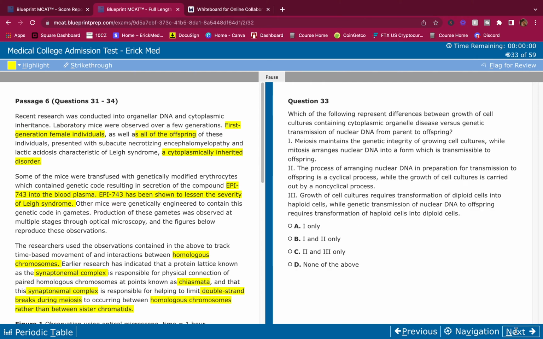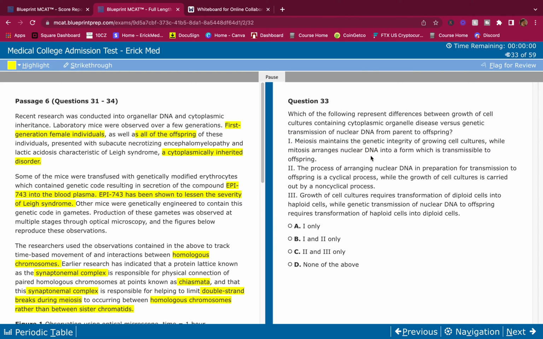Okay, 32 is A. Which of the following represent differences between growth of cell cultures containing cytoplasmic organelle disease versus genetic transmission of nuclear DNA from parent to offspring? Don't really know what they mean by that. Not quite sure exactly what they're saying here, but let's look at the 1, 2, and 3 here and see what's wrong and what's right. Meiosis maintains the genetic integrity of growing cell cultures. No, it doesn't. Meiosis adds genetic diversity and variation. That's not maintaining the integrity.